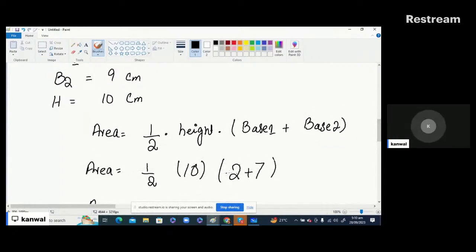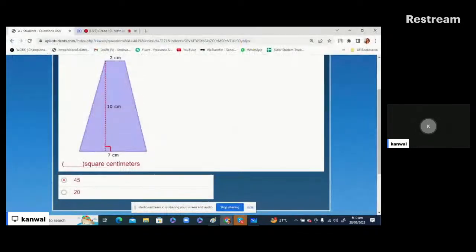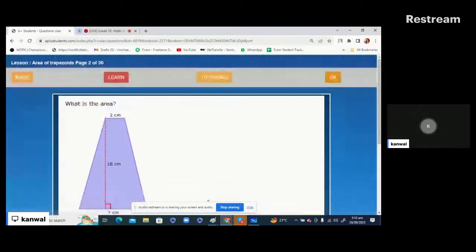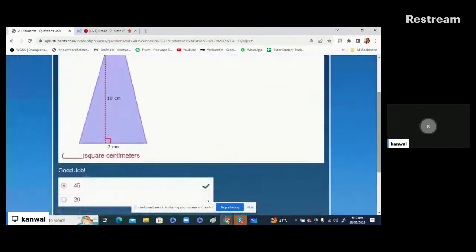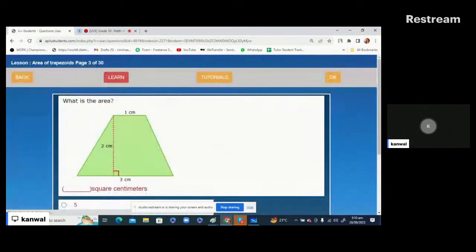So what's the answer? 7 plus 2 is 9. 9 times 10 is 90. 90 divided by 2. 2 times 4 is 8. 2 times 5 is 10. So this is 45. Yes, here is 45. Yes, that is right. Okay, hope this thing is clear now. So you solve the rest of the questions. Okay, let's do the next chapter, next lesson.